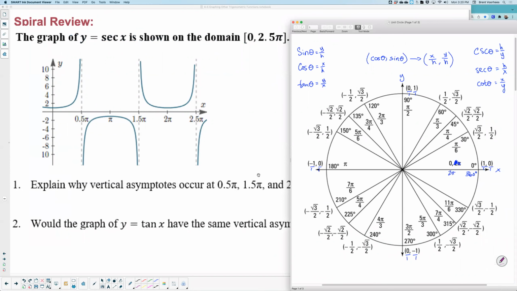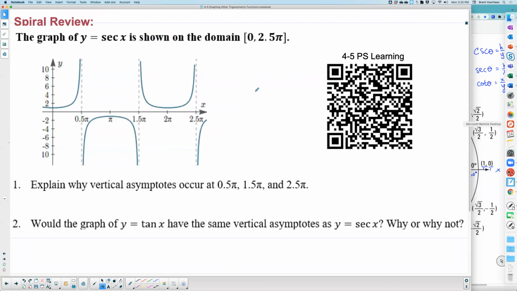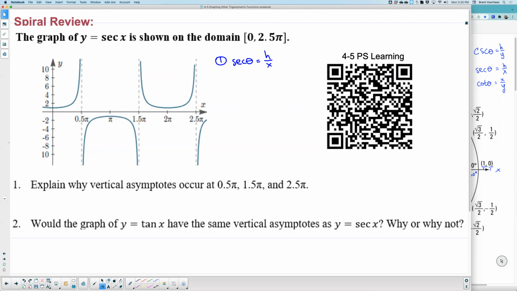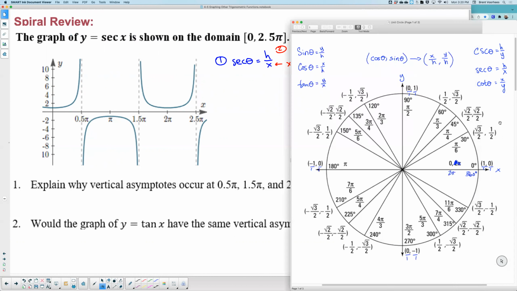Secant is h over x. So I'm going to write that down here and label my steps as I go. Step 1, we know that secant is h divided by x. And step 2, we determine where x equals 0. When we look over here, x equals 0 at pi over 2.